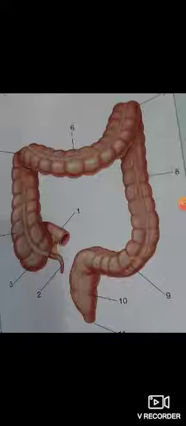Now, its position. The appendix lies in the right iliac fossa. Although the base of the appendix is fixed, the tip can point in any direction.